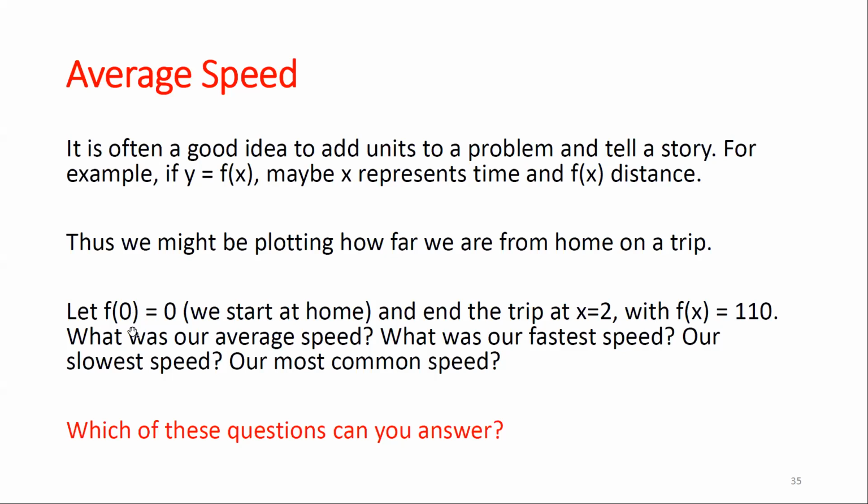So let's let f of 0 equal 0. So we start at home. And let's say we end the trip at time 2, and we'll say, oops, that should have been f of 2 equals 110. So at time 2, we're 110 units from home. What is our average speed? What is our fastest speed? Our slowest speed? Our most common speed? Which of these questions can you answer?